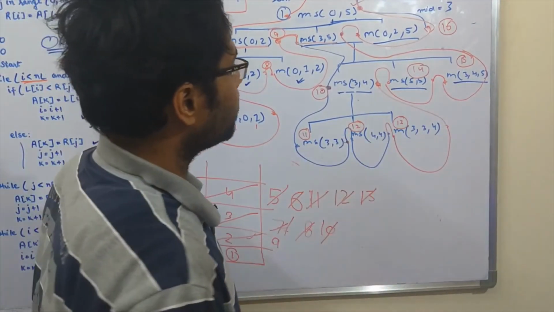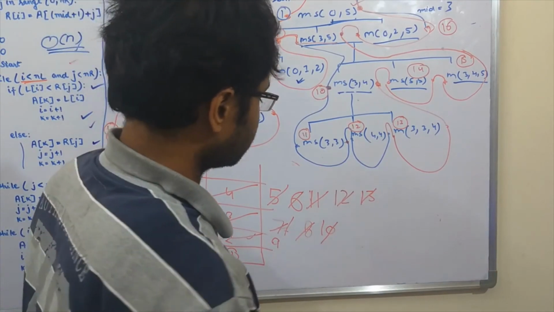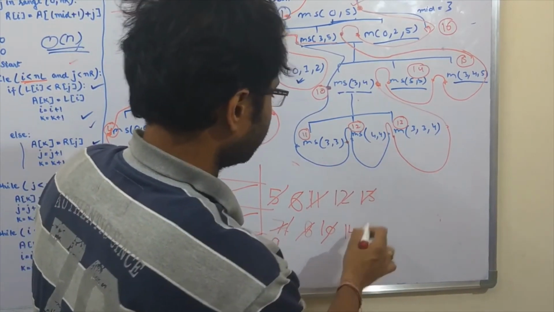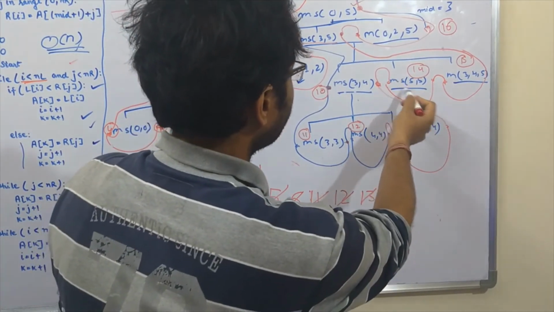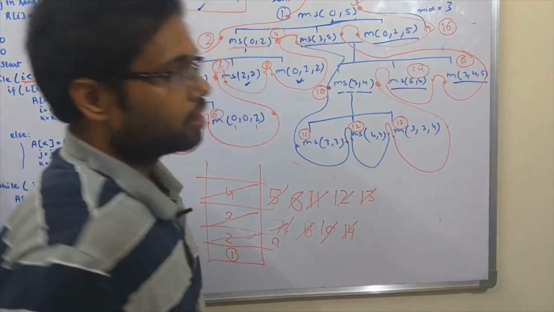So now the next element is 14. The 14th function call is there. So what we will do, we will push it here only, 14. Now 14th is also completed, so we will just pop it out.